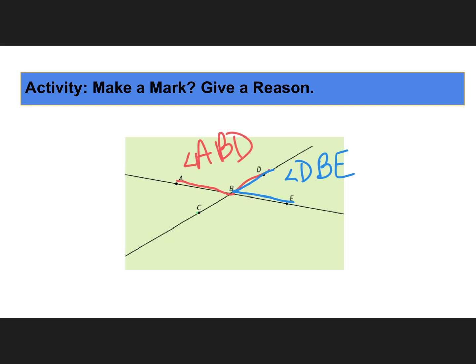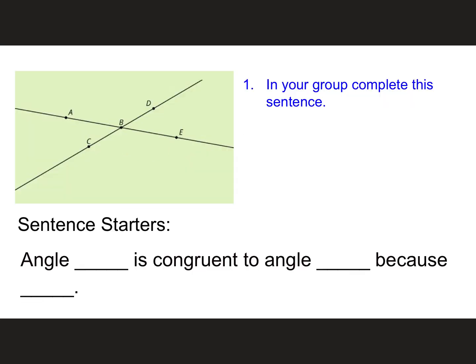I have angle CBA, and then finally, I have angle CBE. Remember, this is how we name our angles. This is important: we name our angles with one point from each side and the vertex, the point where it changes in the middle. In this case, all of the vertexes are B. So in your group, I want you to complete this sentence. Your sentence starter: angle blank is congruent to angle blank because blank.